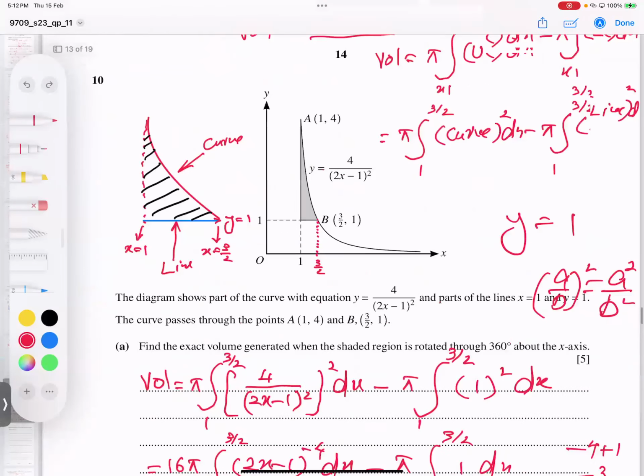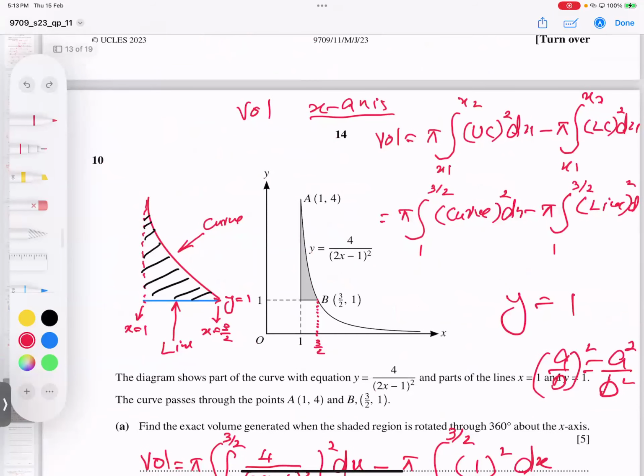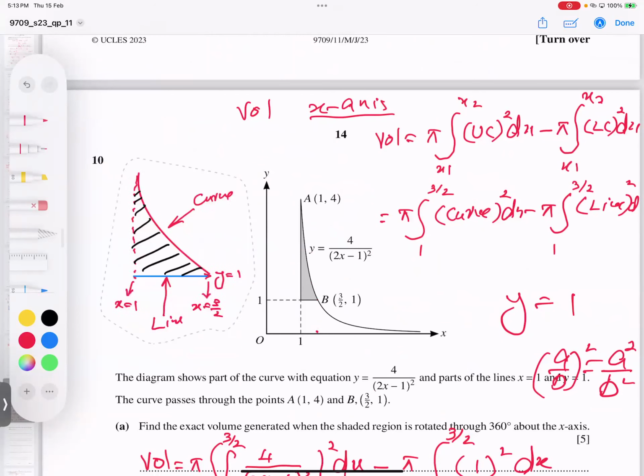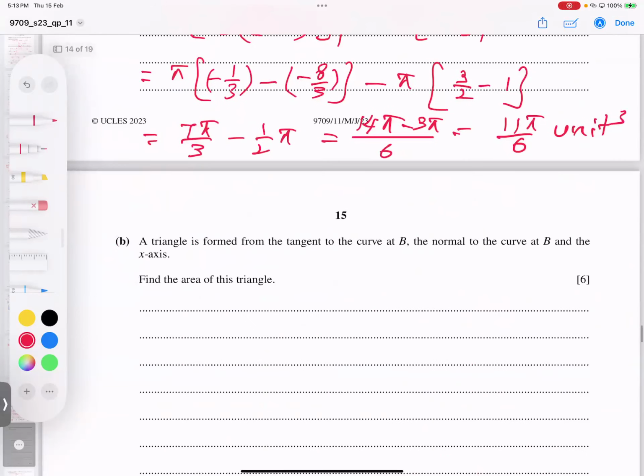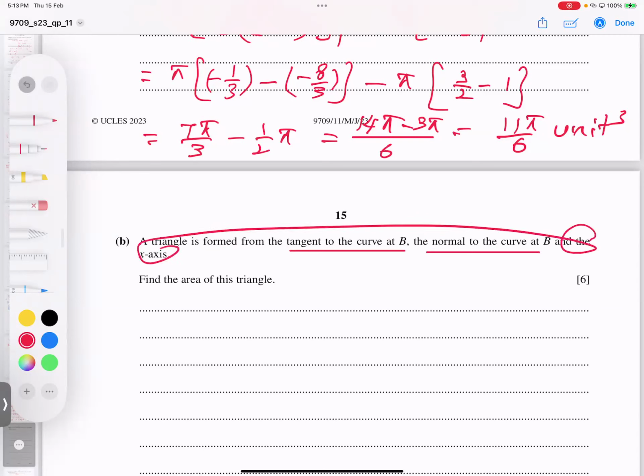Okay, now let's talk about the next part. This was the first part. The first part is done, alhamdulillah. Now the second part is another tough task. So one minute now. First of all, let's read the question. A triangle is formed. Repeat my words: a triangle is formed by the tangent to the curve at B and the normal to the curve at B. We have two things: tangent to the curve at B and normal to the curve at B. And the x-axis.